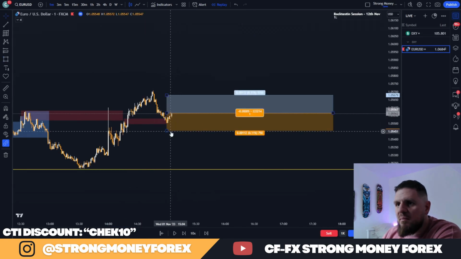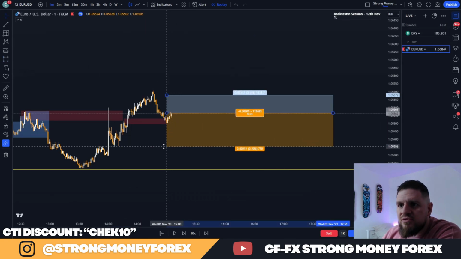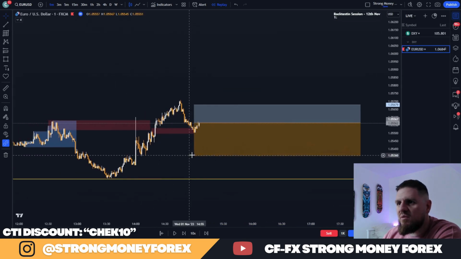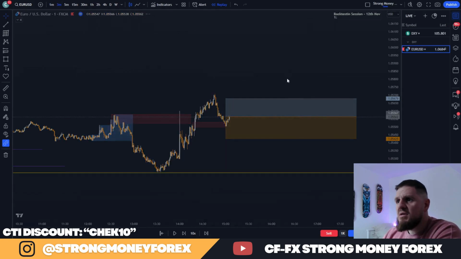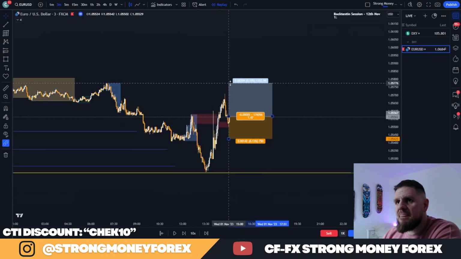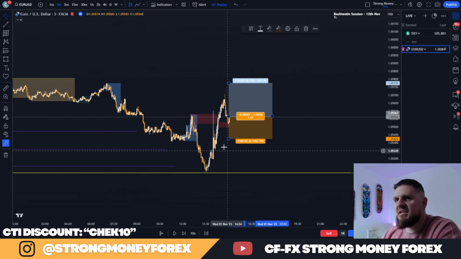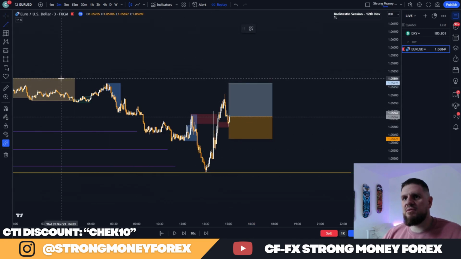I definitely would want my stop below probably here, just to be on the safe side, although we've got imbalances there. What's that, 21 pip stop? It's quite tight. I'd probably just take the risk on this one, on the basis of that first level here. Do you know what, that is quite a significant one though as well.